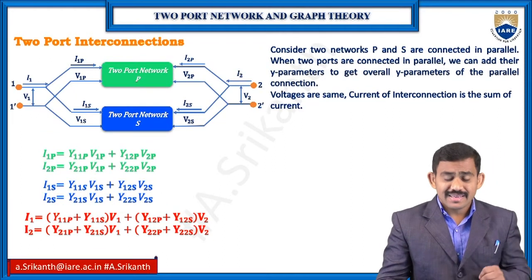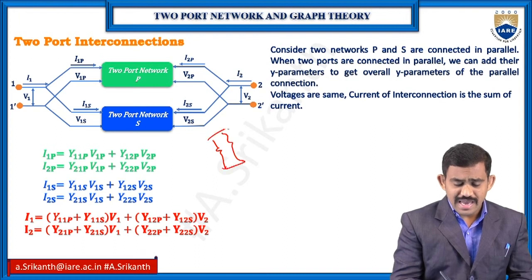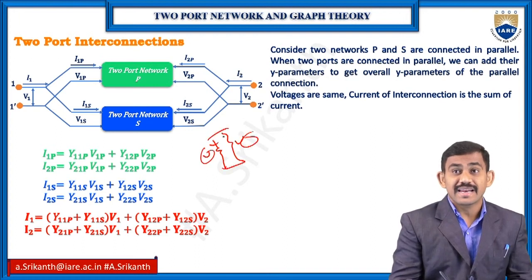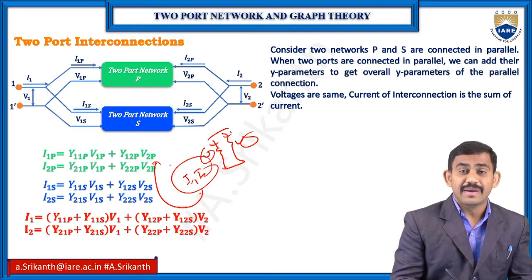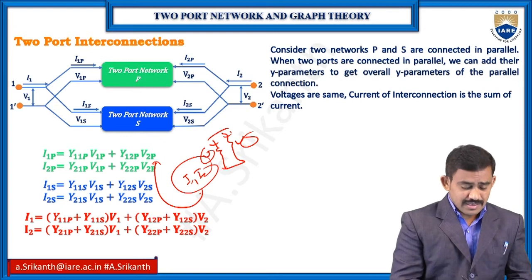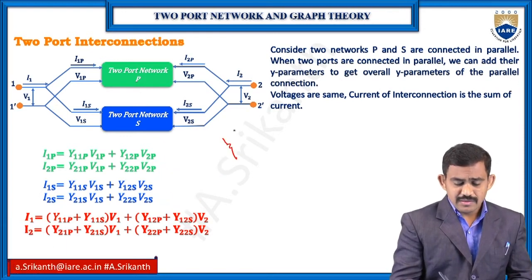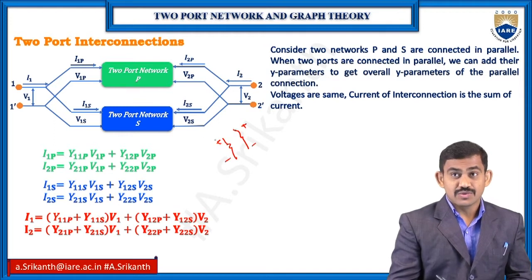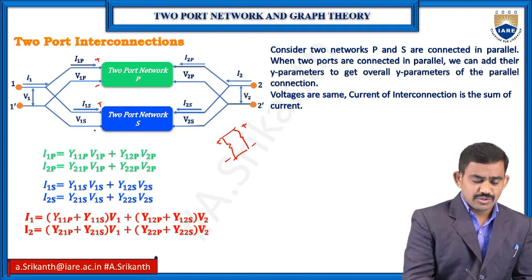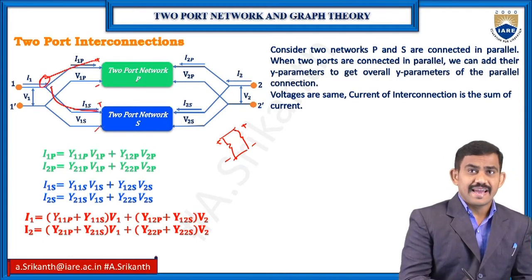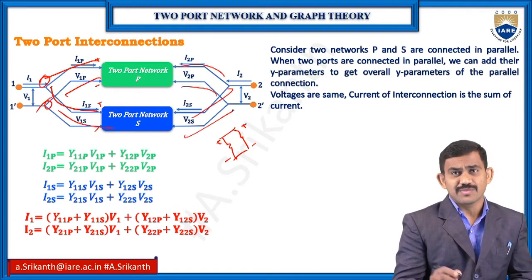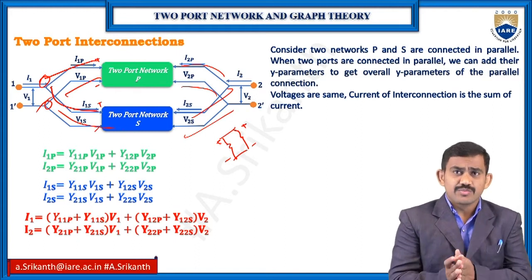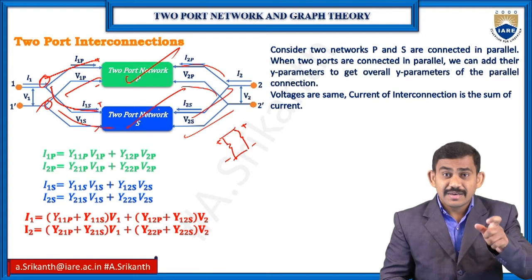Coming to the parallel case. When you have parallel, the voltages are the same and the currents are different. So we need to find the I1 and I2 values, which means I need to go for the Y parameters. Parallel means the positive is connected in one place and the negative is connected in one place. Observe clearly, you will get the answer. On the primary side and the second side, positive is connected in one place and negative in one place. That means the P network and S network are both connected in parallel.